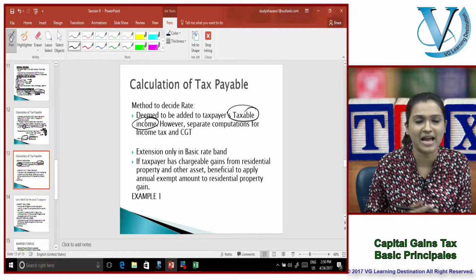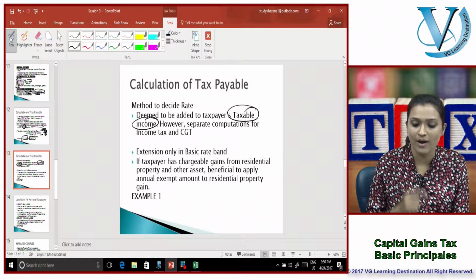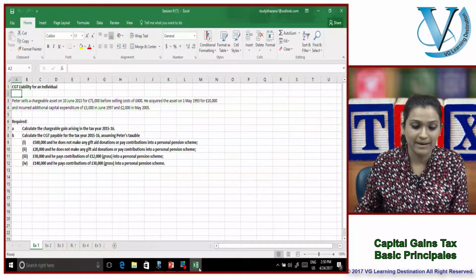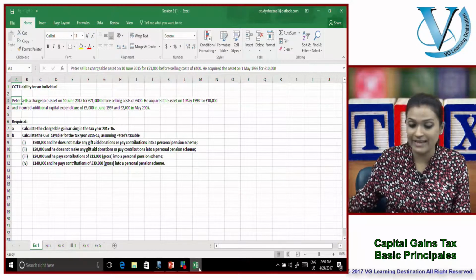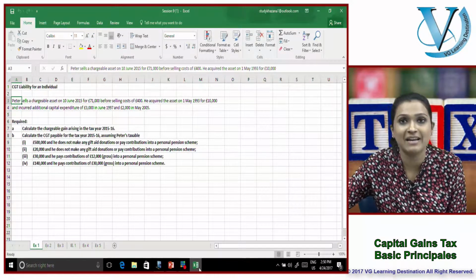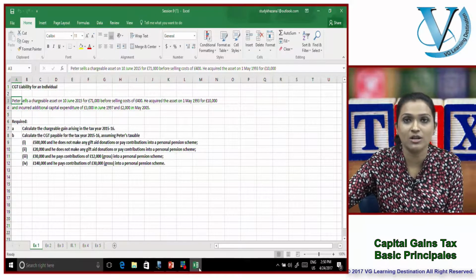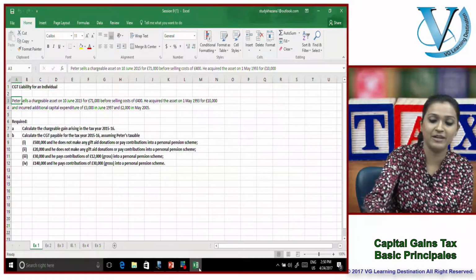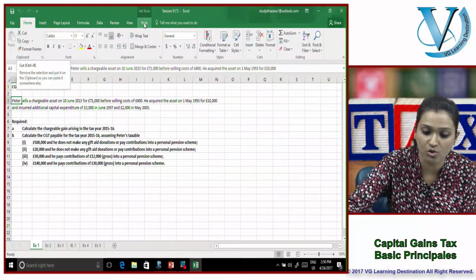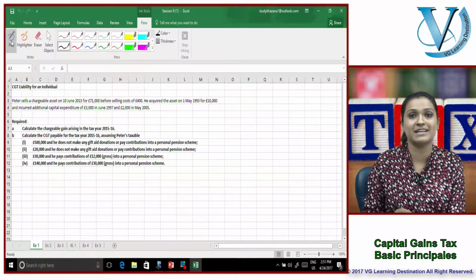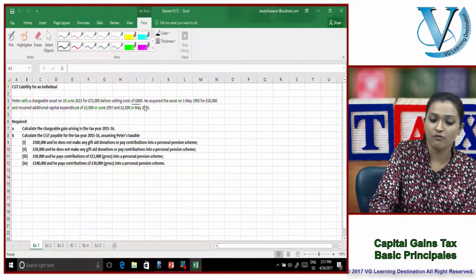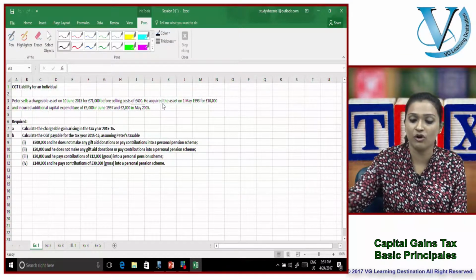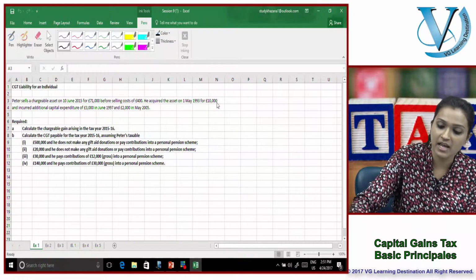Now let's better understand all of these rules with the help of a few examples. Let's begin with example 1. Peter sells a chargeable asset on the 10th of June 2050 for 71,000 pounds. That is your chargeable disposal before the selling cost of 400. So what you've actually sold it for is 71,000 pounds less 400 pounds. He acquired the asset on May 1st, 1993 for 10,000 pounds. So that is the cost.